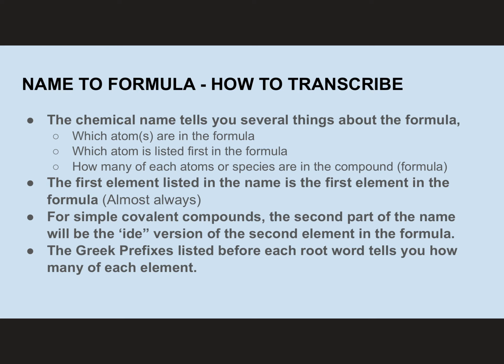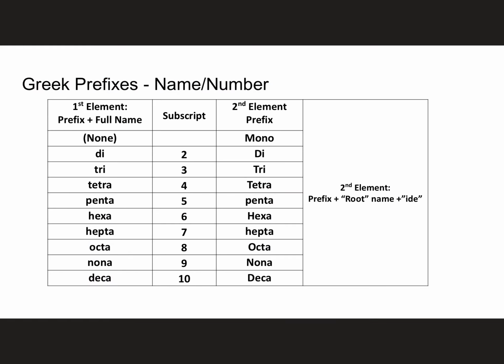The second element listed is the second part of the name, and will always be in the "-ide" version of that second element. So remember we talked about oxygen, it would be listed as oxide, nitrogen, nitride. We're going to introduce these Greek prefixes before each root word to tell us how many of that atom is in the compound. I'll show you the demonstration on the next page.